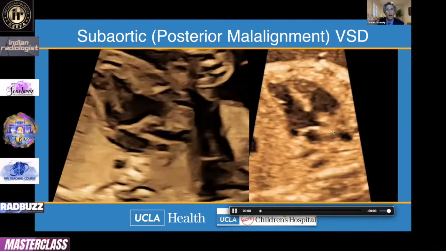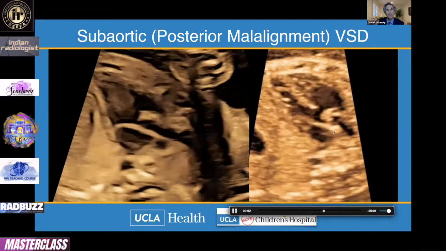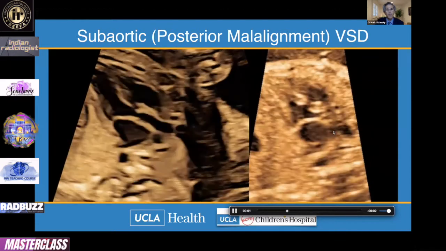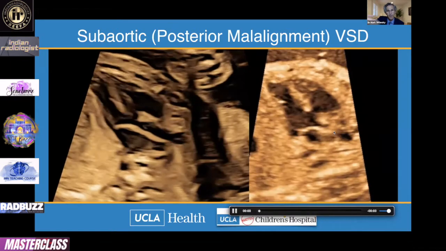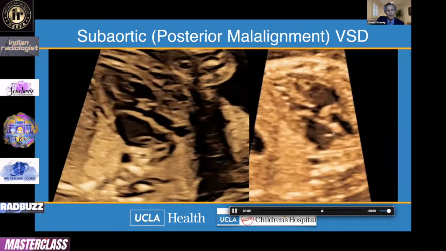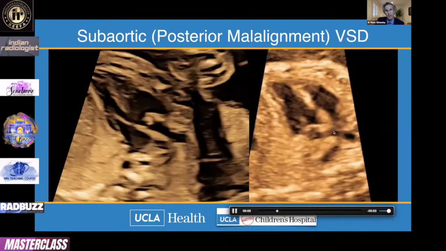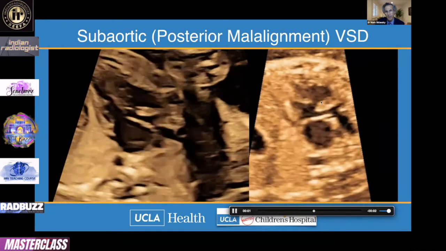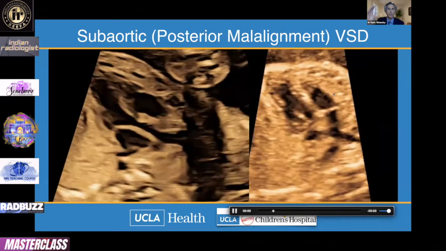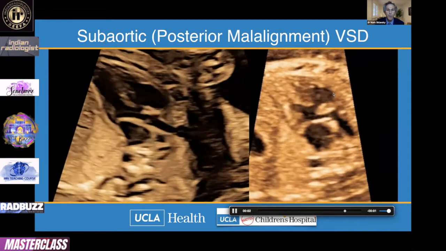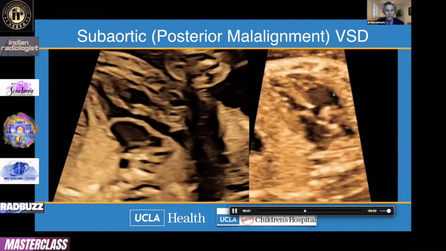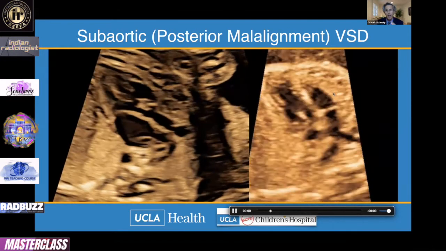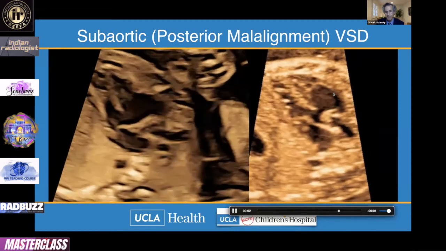Oh yeah, what happens if the conal septum deviates anteriorly instead of posteriorly? In this case, it's deviating posteriorly, causes a VSD and subaortic stenosis. If it deviates anteriorly, my cursor on the right is giving you a hint. If it deviates anteriorly, it causes subpulmonary obstruction, and this is what we think is the single factor causing tetralogy of Fallot.